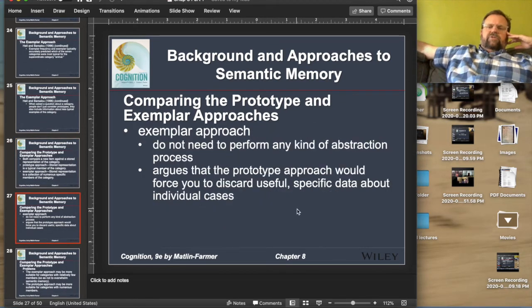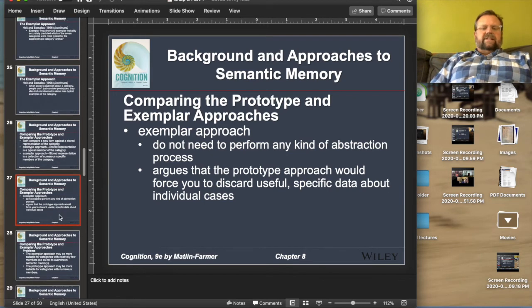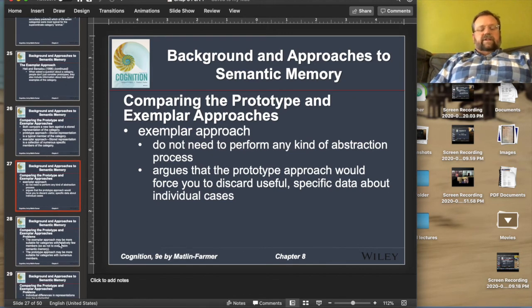So one of the strengths of the exemplar approach is that you don't need to perform any kind of abstraction process. You don't really have to have a higher level concept or a higher level abstraction. You simply rely on what kinds of things you see in the real world. So this argues that the prototype approach would force you to discard useful, specific data about individual cases, where the exemplar approach probably wouldn't necessitate that kind of discarding.